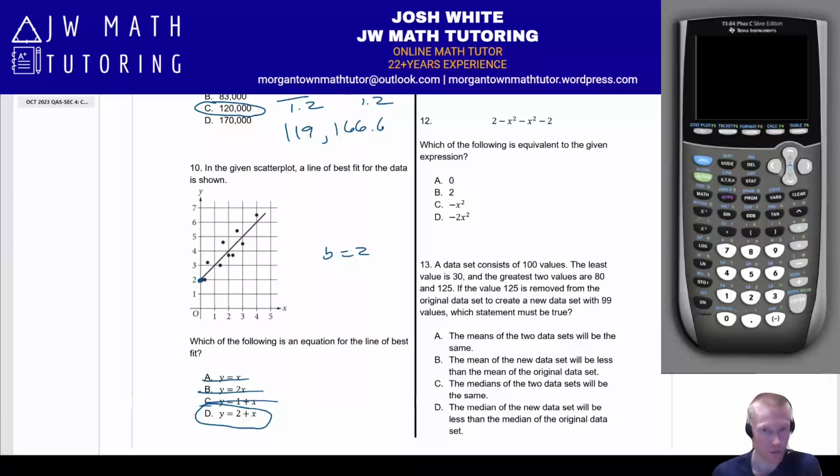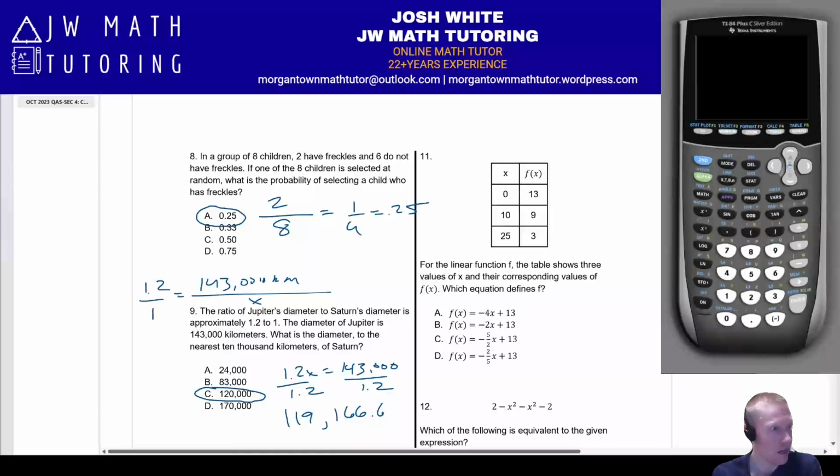Now, if you did want to confirm that the slope of the line is positive 1, you could just count it out. Notice it goes up 1, right 1. Up 1, right 1. So the slope is positive 1 over positive 1, or 1. Y equals x plus 2, or as they've written it here, 2 plus x.